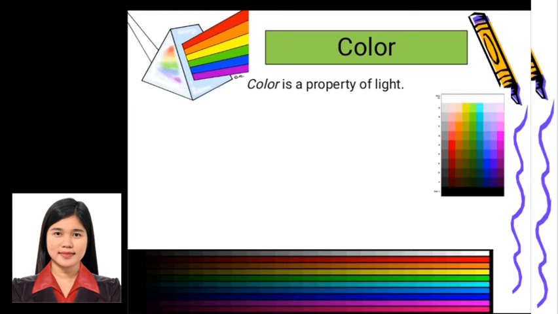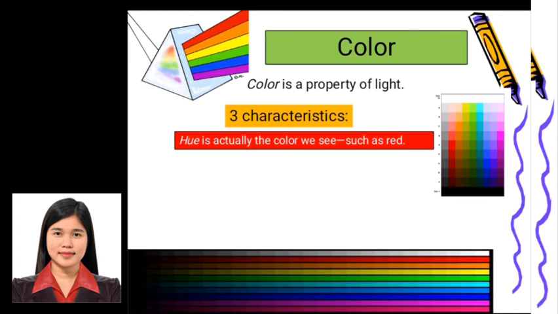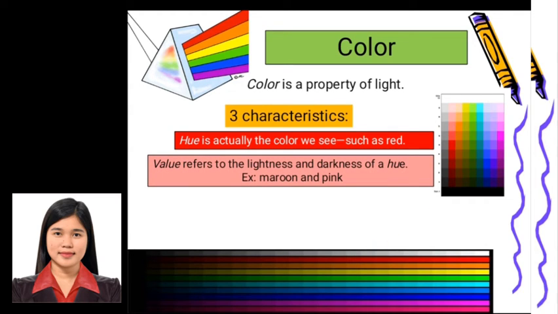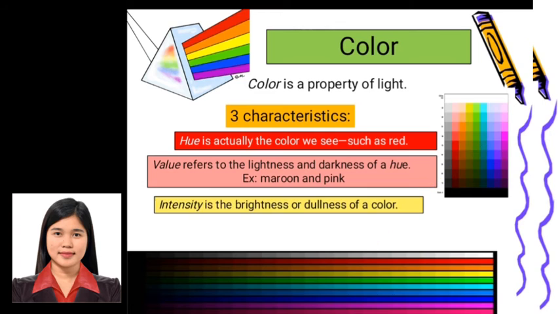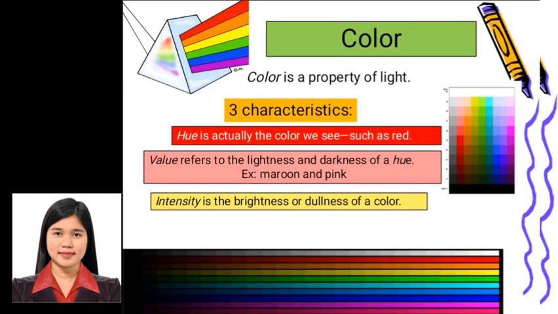Color has three characteristics, such as hue, value, and intensity. So when we say hue, it is actually the color we see, such as red. Next we have the value, which refers to the lightness and darkness of a hue. For example, we have here the maroon and pink. And the last one is the intensity. It is the brightness or dullness of a color.